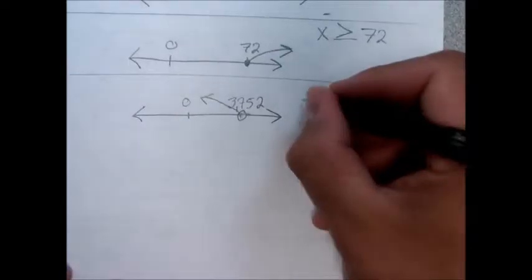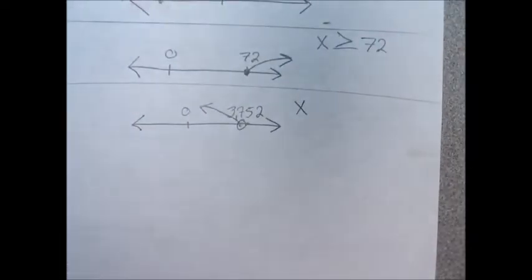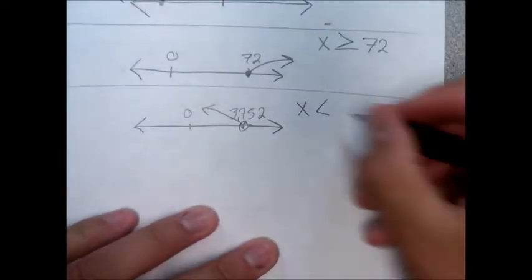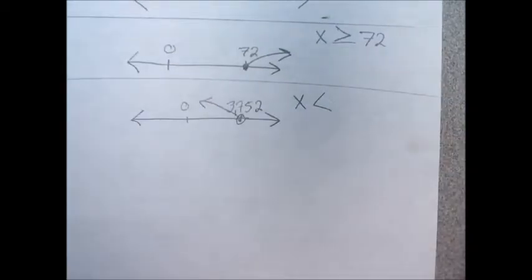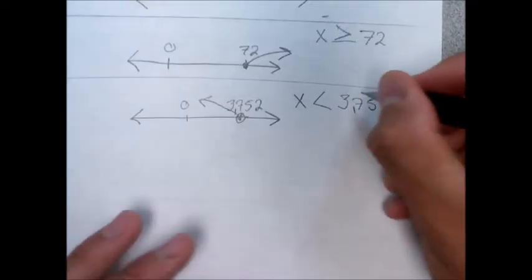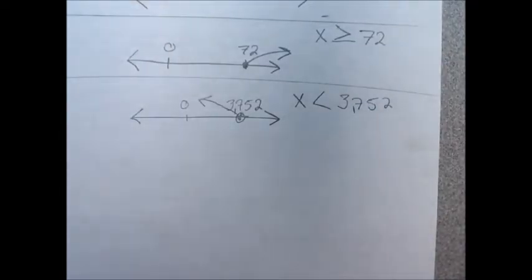Alright, and use X again. Exclusive or inclusive? Exclusive, because it's got the open circle. It does not include this number 3,752. Isn't it fun to say? Now, am I going left or right? Left is less than. So, put a less than symbol right there. It's not an or equal to. We discussed that already. 3,752. Too easy.